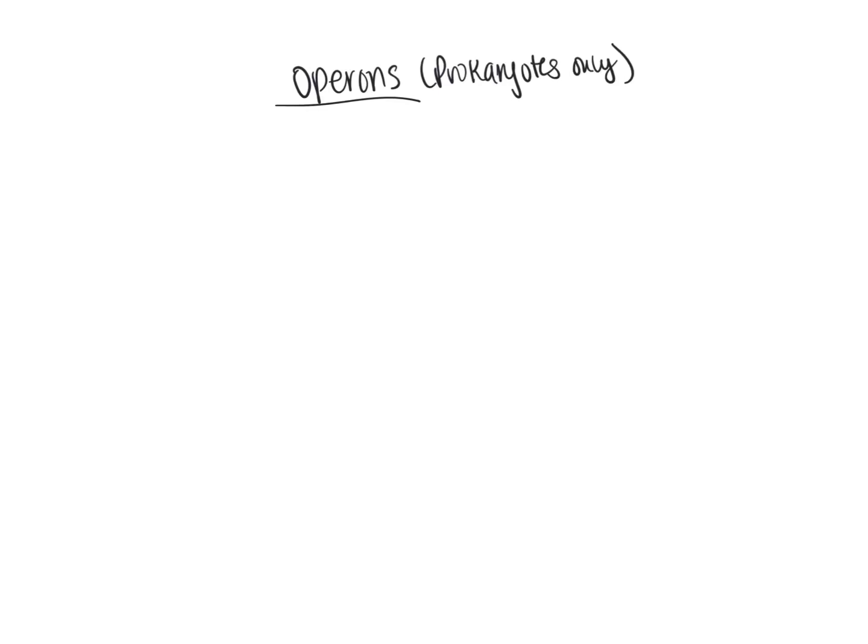Hi everyone, in this video I'm going to do a debrief on operons. Operons are clusters of genes. They're found only in prokaryotes because prokaryotes have the ability to do transcription and translation at the same time since they don't have a nucleus.